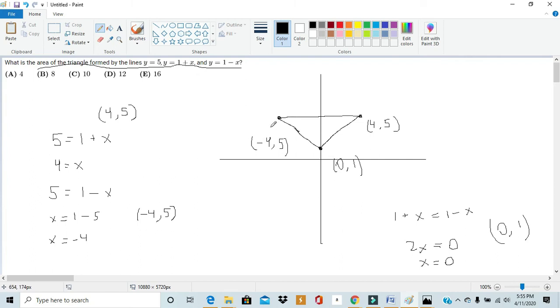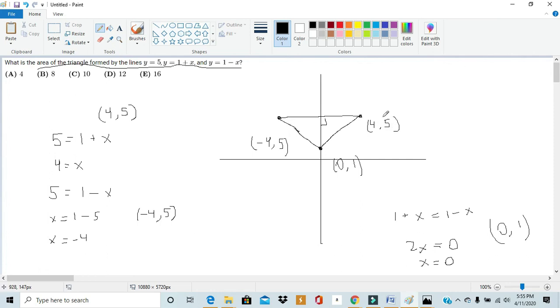So if the x-axis is perpendicular to the y-axis, and the x-axis is also parallel to this line formed by negative 4, 5, and 4, 5, we can say that the y-axis is also perpendicular to the line formed by negative 4, 5, and 4, 5, giving us that the distance between the point 0, 1 and the intersection of the line negative 4, 5, and 4, 5, that would be the height of the triangle, with negative 4, 5 to 4, 5 being the base of the triangle.